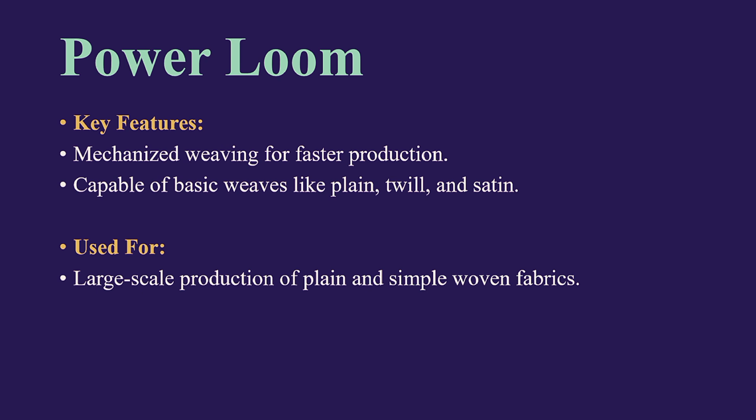When we talk about the key features of power looms, it is mechanized weaving for faster and efficient, high production, capable of basic weaves like plain weave, twill weave, and satin weaves. These weaves will be described in another lecture. They are used for large scale production of plain and simple woven fabric. These were the key features of power looms.